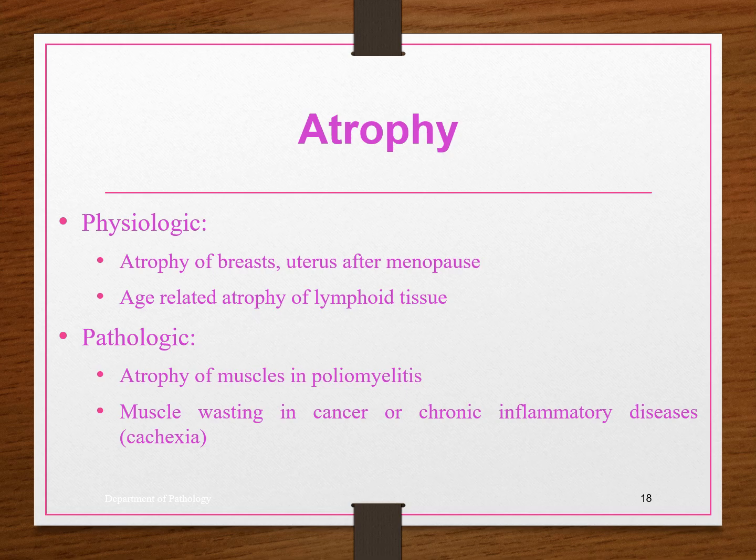Physiologic atrophy: atrophy of breast and uterus after menopause are the classical examples of physiological atrophy. Age-related atrophy of the lymphoid tissue also comes under physiologic atrophy. Pathologic atrophy: atrophy of muscles in poliomyelitis, muscle wasting in cancer or chronic inflammatory diseases, cachexia, comes under the pathologic atrophy.